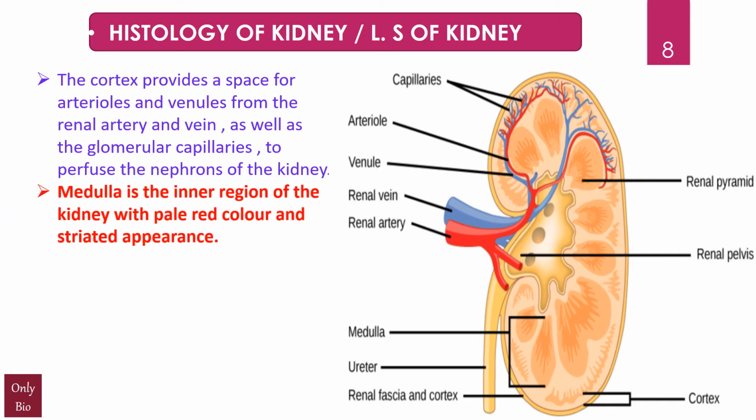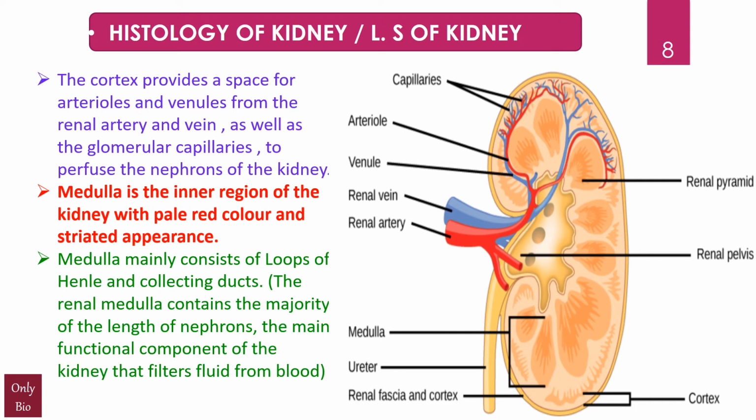Medulla is the inner region of the kidney with pale red color and striated appearance. Now, why is the medulla pale red? Because, obviously, it does not contain the glomerulus. I'm not saying that the blood vessels are absent here, but comparatively, they are lesser. That's the reason the color becomes pale red. Now, why is it striated? Striated is nothing but striped appearance. Why they look striped is because the major part of the nephron, that is the tubule part, is located in the medulla region, and hence the medulla looks striated.